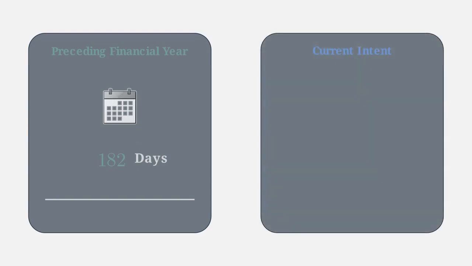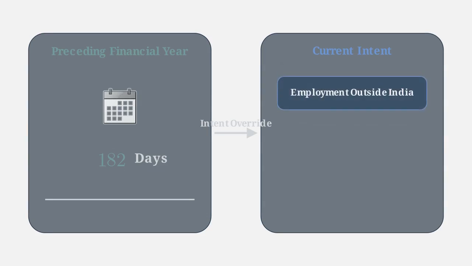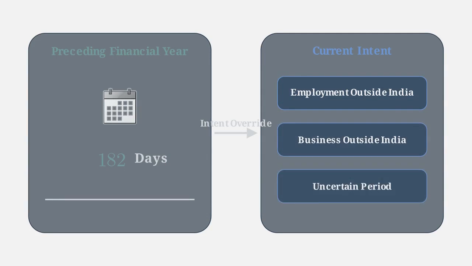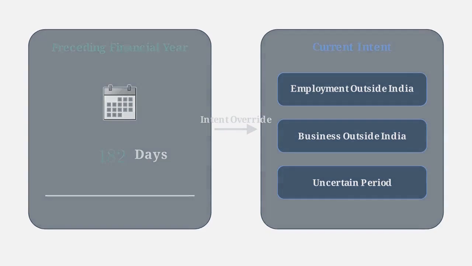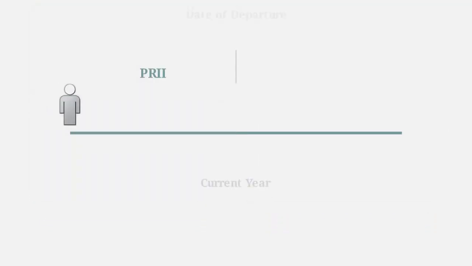The second prong, the intent override, operates simultaneously and can change the result instantly. If an individual leaves India to take up employment, start a business, or for any purpose indicating an intention to stay away for an uncertain period, they become a PROI on the exact day they depart. The previous year's day count is set aside. This departure logic is what defines the status of NRIs and OCIs.